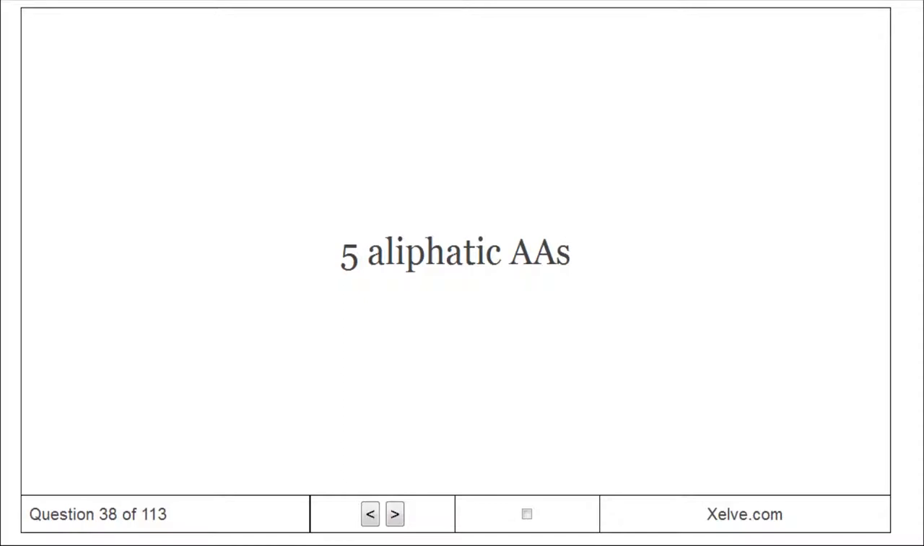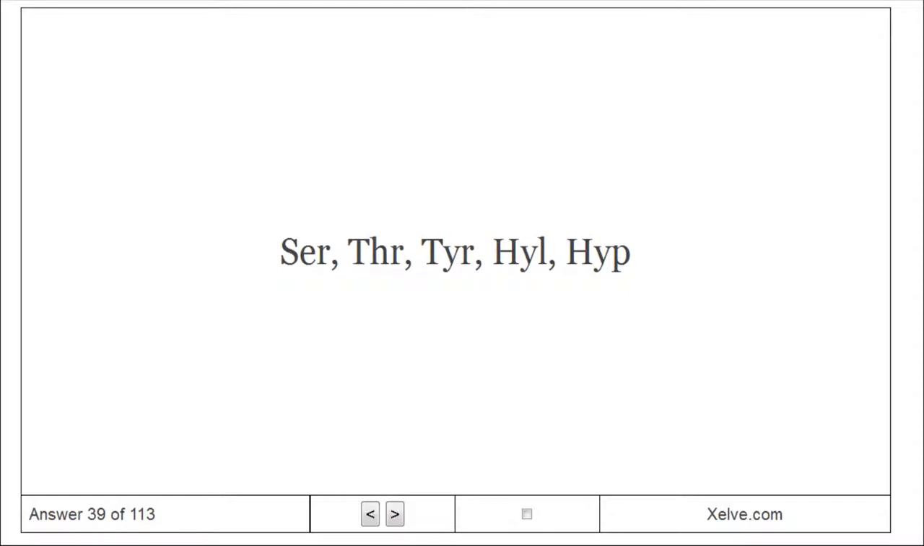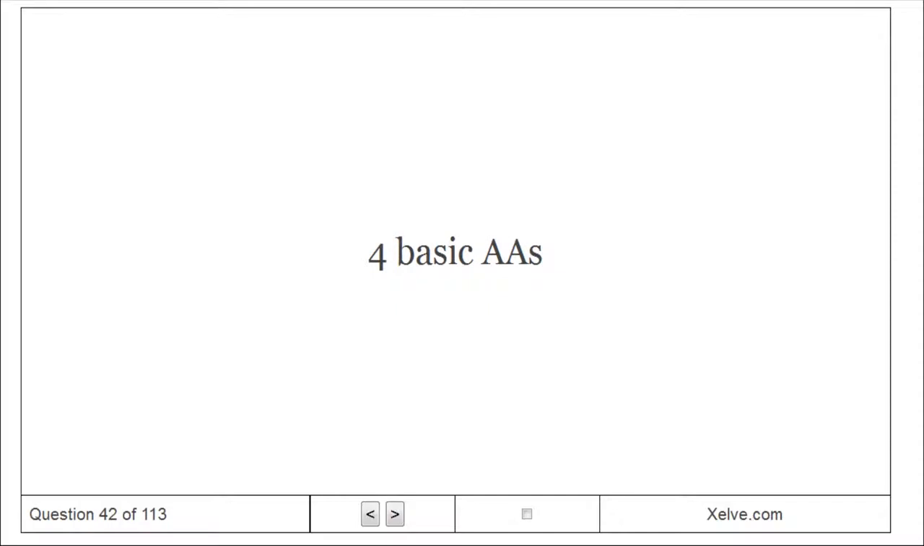5 aliphatic AAs: Gly, Ala, Val, Leu, Ile. 5 hydroxyl AAs: Ser, Thr, Tyr, Hyl, Hyp. 2 sulfur AAs: Cys, Met. 3 carboxyl, amide AAs: Asp, Glu, Asn, Gln. 4 basic AAs: Lys, Arg, His, Hyl. 4 aromatic AAs: His, Phe, Tyr, Trp. 2 pyrrolidine AAs: Pro, Hyp.